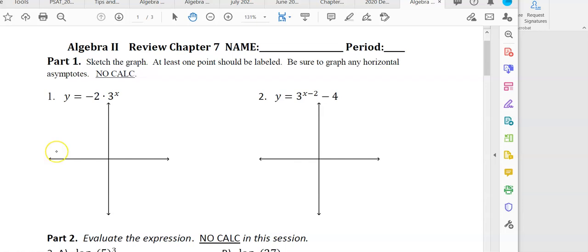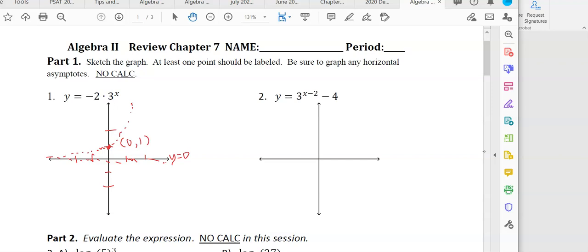Okay, so it helps to know the parent graph. For this one, you might consider starting with the parent graph, which means the asymptote is y equals 0. Let's get a dotted line right there. Normally exponential growth, like for 3 to the x, the parent graph goes to the point (0, 1), and it hits that point and moves up pretty fast, right? So the point starts being (0, 1).